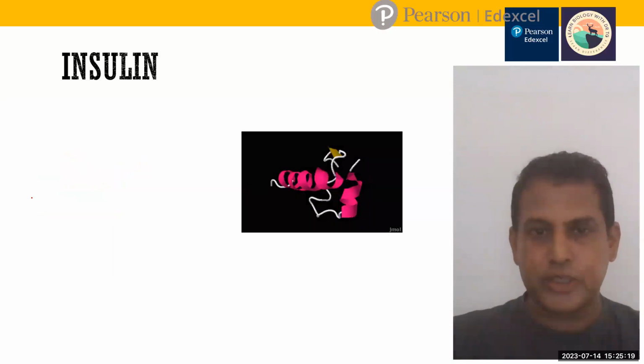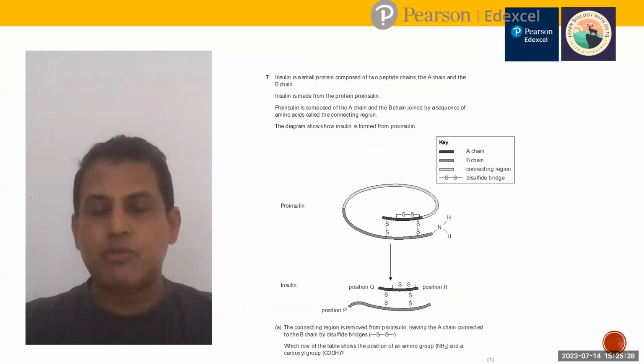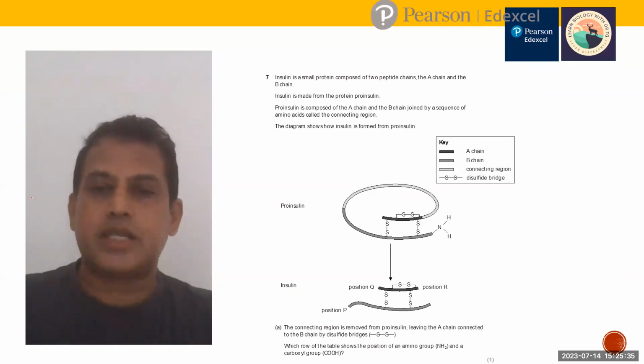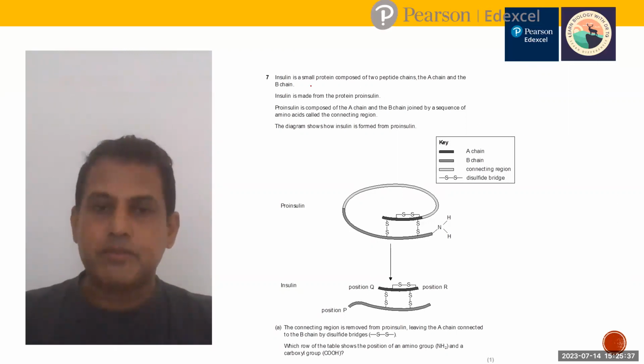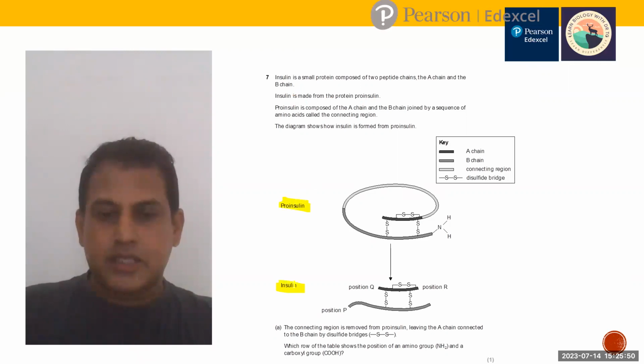And now we are going to read the question. This is the question. Insulin is a small protein composed of two peptide chains, the A chain and the B chain. Insulin is made from the protein proinsulin. Right? So we can see in this picture a proinsulin, and this is the insulin, right?